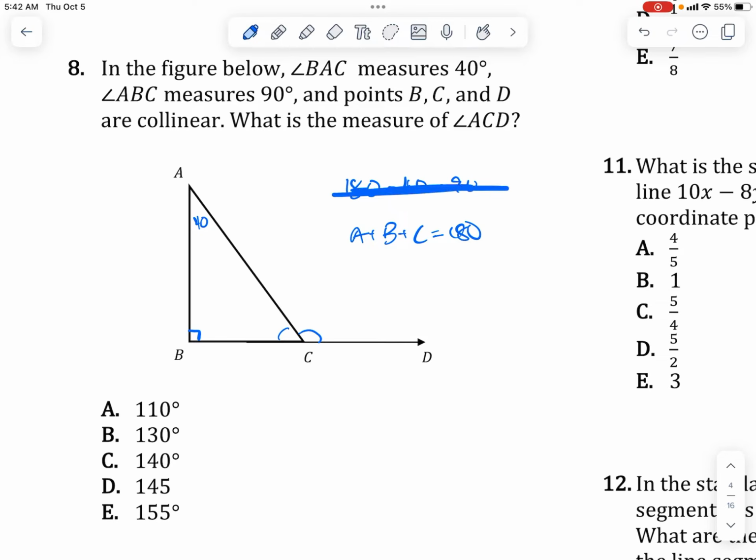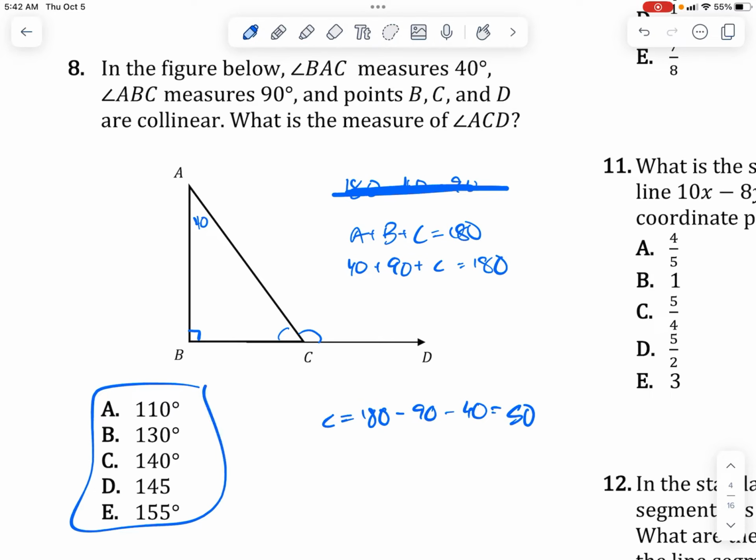So let's just, I'm going to backtrack. Forget that for a second. A plus B plus C equals 180. And again, when I talk about C, I'm talking about this C right here, not this one. I'm talking about the inside one that's inside the triangle. Okay, so I know angle A is 40. I know angle B is 90. I'll just label C as C. That equals 180. That means C equals 180 minus 90 minus 40. It's 50. Okay.